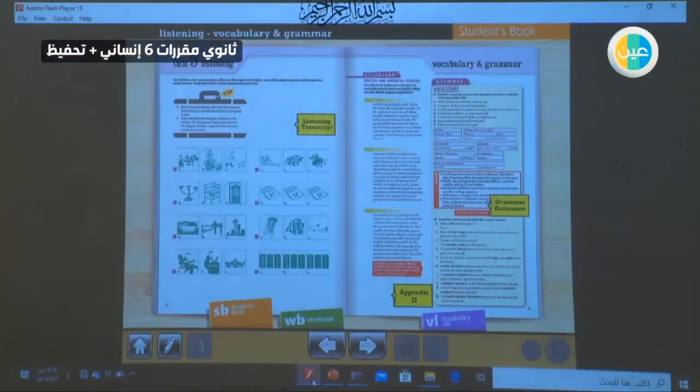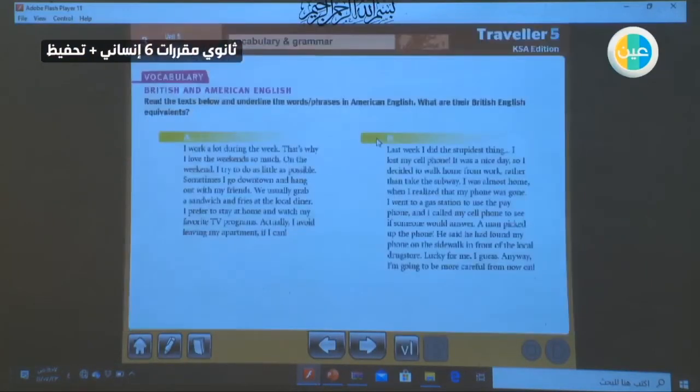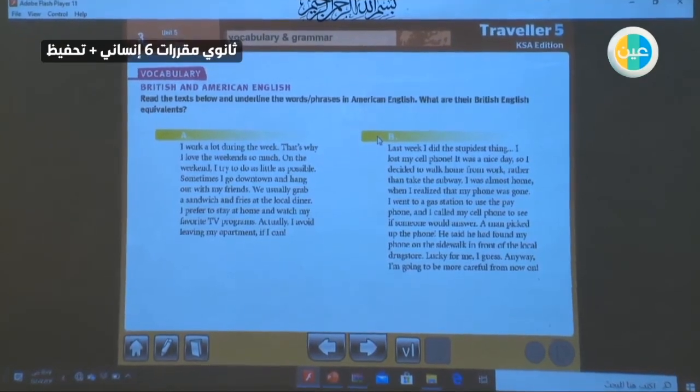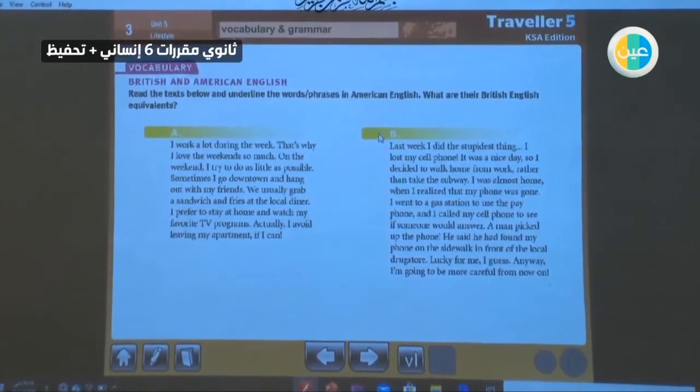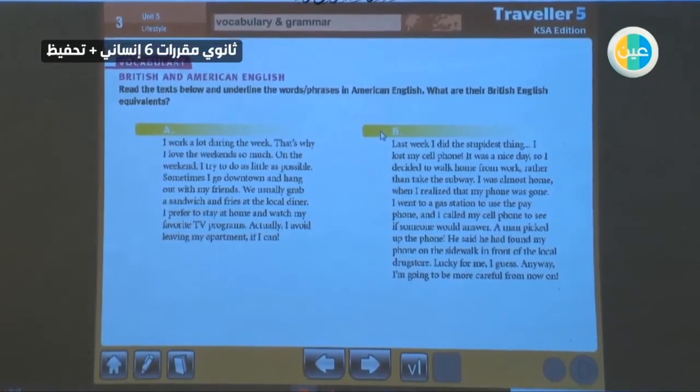We will go through this text. Okay, here you will read the text and underline the words and phrases in American English. What are their British English equivalents? So here you have the American, and they want you to underline the American and tell what is the equivalent for them from the British English.